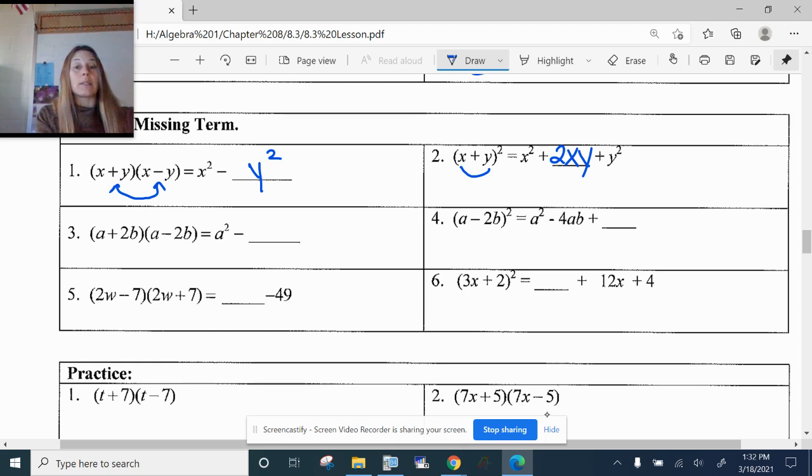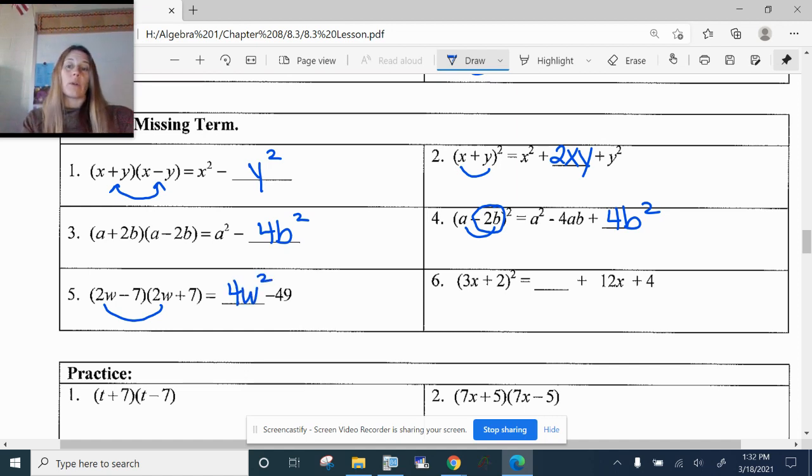a squared minus 4b squared. Over here, it's a minus 2b, and we're having that twice, so two negatives. We're going to multiply these two to get that middle number, so it's negative 2ab, and we have to double it to get the negative 4ab. The last term will just be negative 2b times negative 2b, which is plus 4b squared. Okay, opposite signs, 2w times 2w is 4w squared, and 7 times 7, that's where they got the 49. Okay, this one here, 3x times 3x would be 9x squared, and then they already have the 6x doubled and the 2 squared.